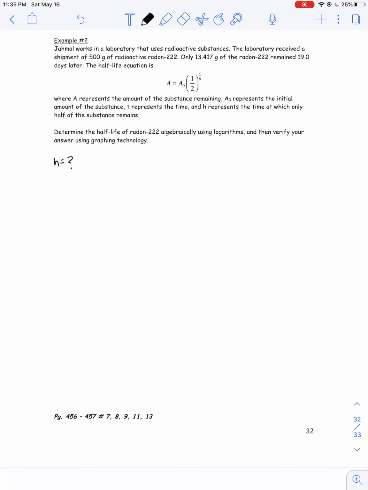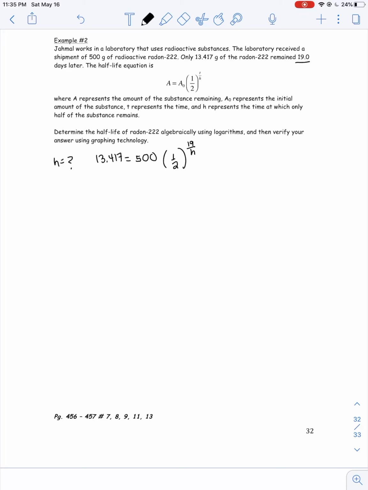So we're going to start with, they tell us that we've received 500 grams of this shipment. So we're going to have initially 500 grams, and eventually it's going to reach this 13.417 amount. So it's going to end up being 13.417 because it's going down in value. It's decaying. It's losing its radioactivity. Then we have 1/2 to the power of t over h. So t, it's telling us that it is going to take 19 days right here. So 19 days over h.